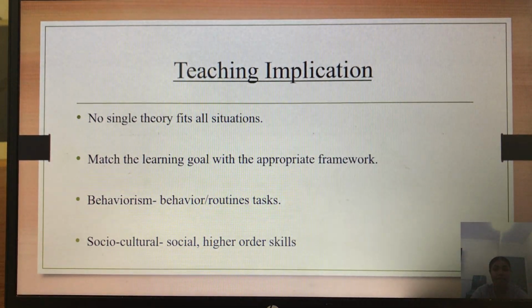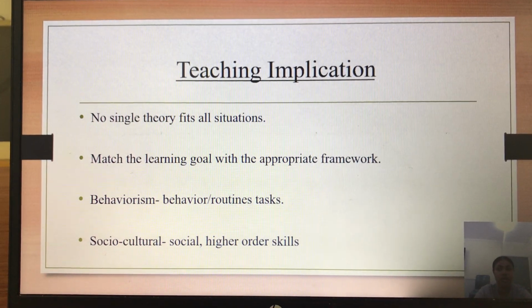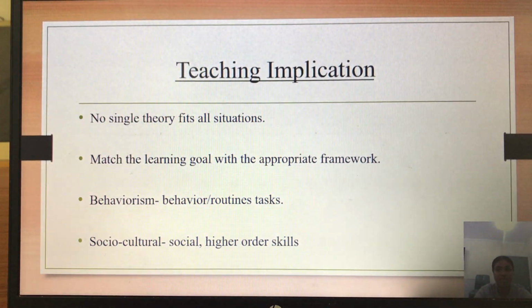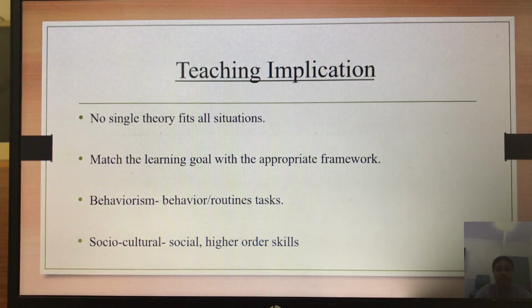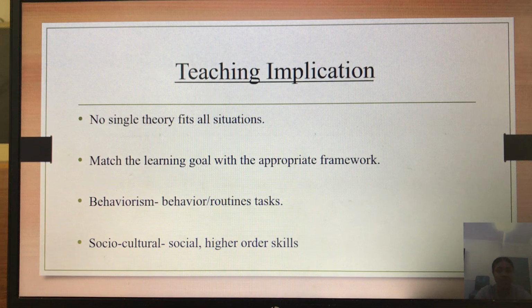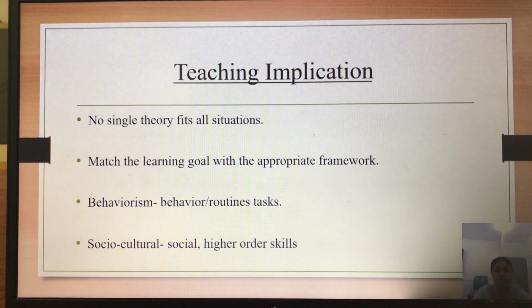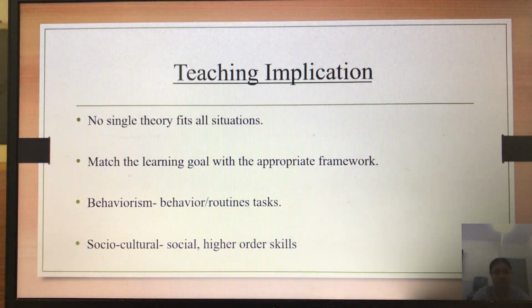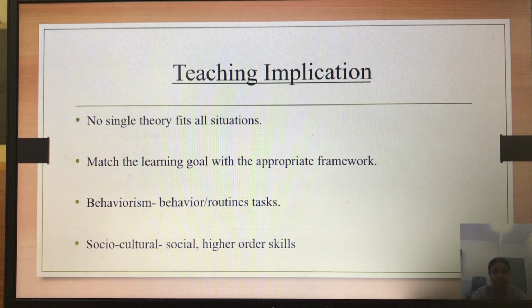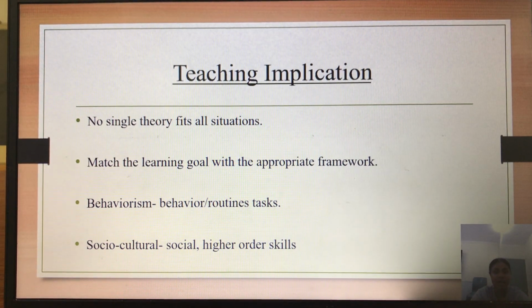To conclude, effective teaching depends on instructional alignment. No single theory is enough. The best education uses all three theories as tools, choosing the right one for the purpose. By doing so, we can maximize student learning and succeed.